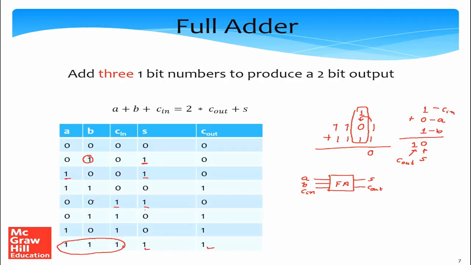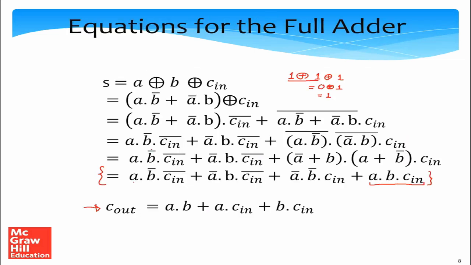Now let's come to the carry out. So when is the carry out equal to true? The carry out is equal to true when A and B both are 1 and carry in is 0, when B and carry in are 1 and A is 0, or A and carry in are 1, or when all three are. So essentially the carry out is true when at least two of A, B and carry in are equal to 1. So this can be nicely captured in this thing.